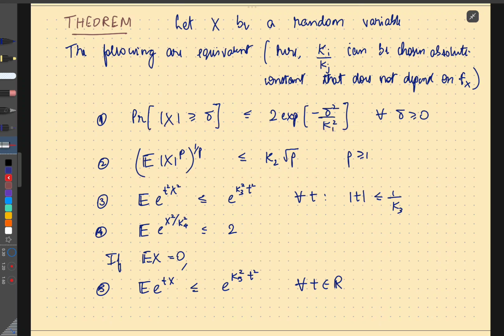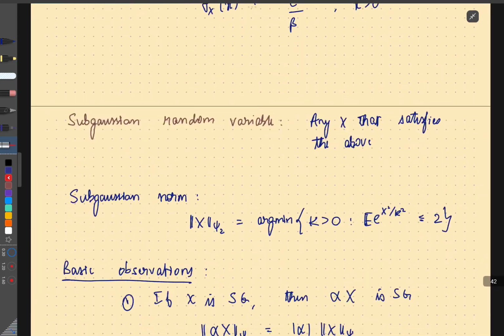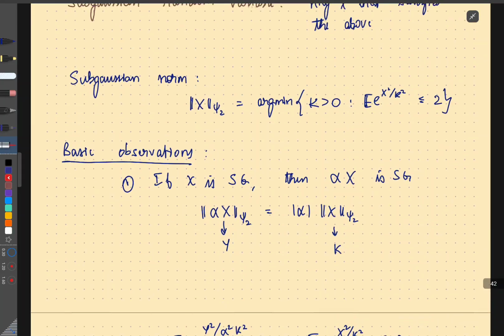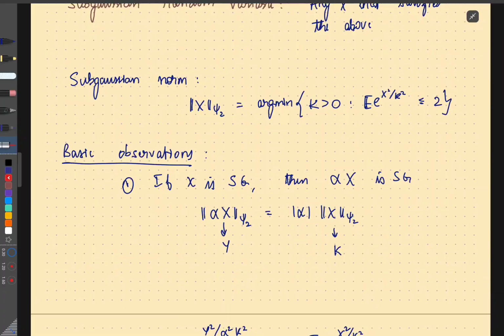But for whatever reason, I'm going to take this as the definition, and using this I defined what is called a Subgaussian norm. Right? It's the smallest positive k for which expectation of e to the x square by k square is less than or equal to 2. Alright?